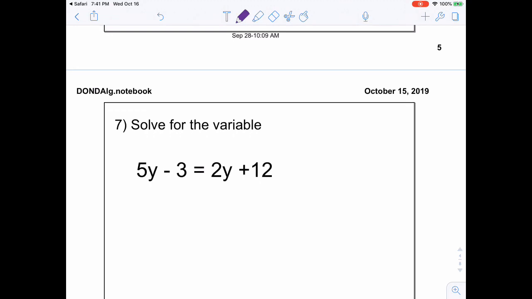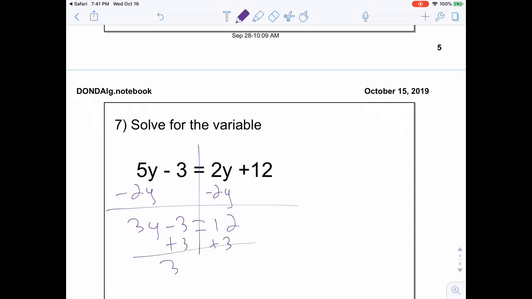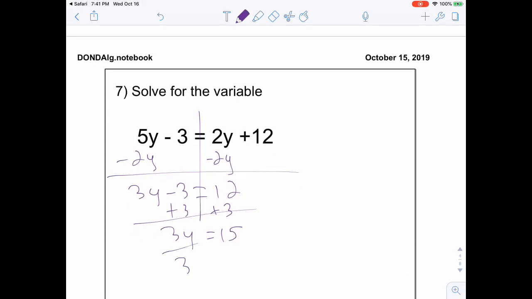Solve for the variable. Now I have variables on both sides. In class I talked about moving the smaller variable. I always like my variables on the left anyway, but here I would subtract 2y from both sides, giving me 3y minus 3 equals 12. I add 3, I add 3, 3y equals 15, and then I divide by 3, y equals 5.